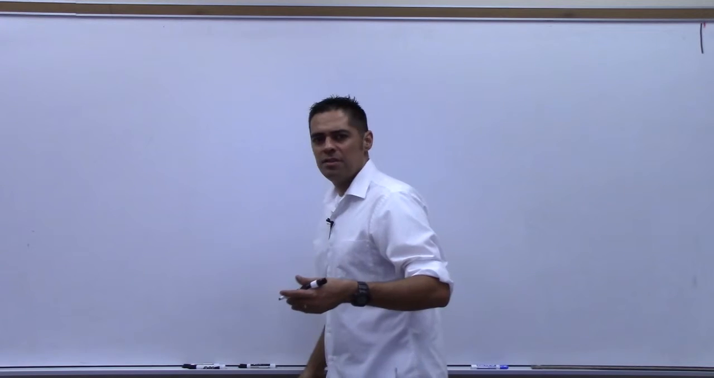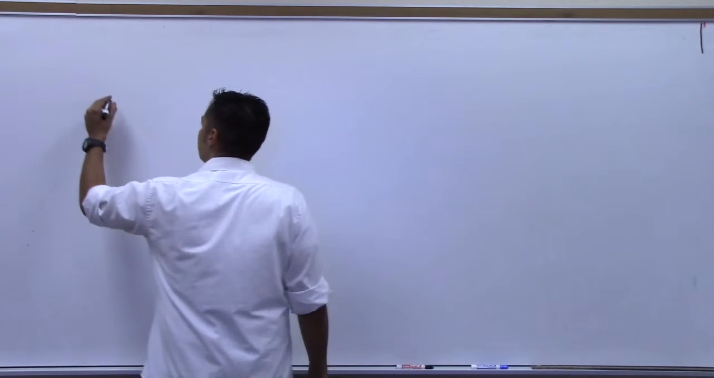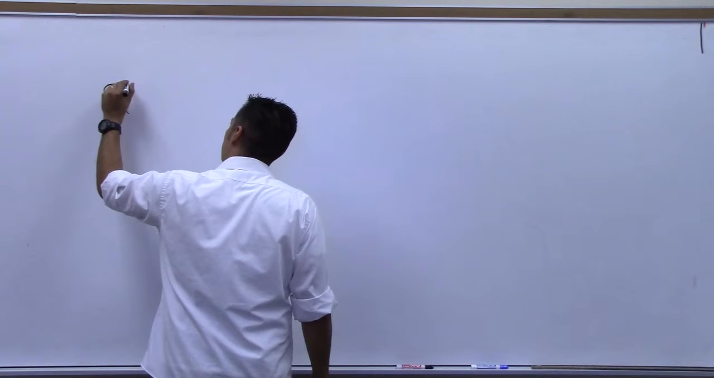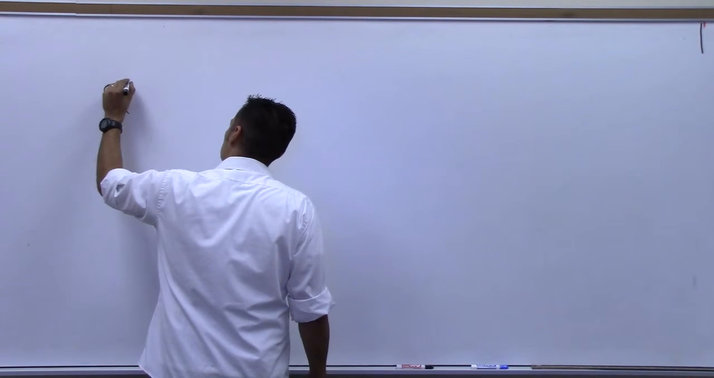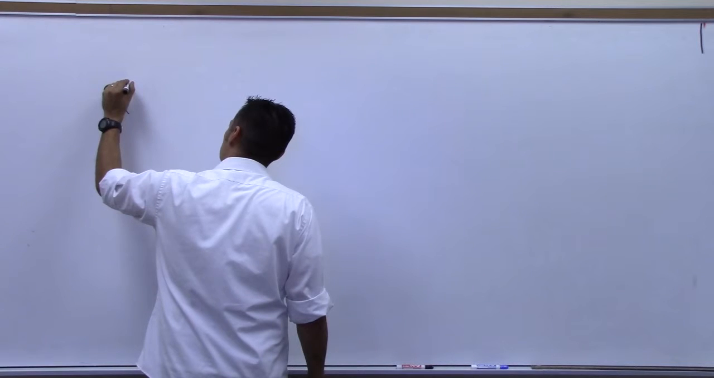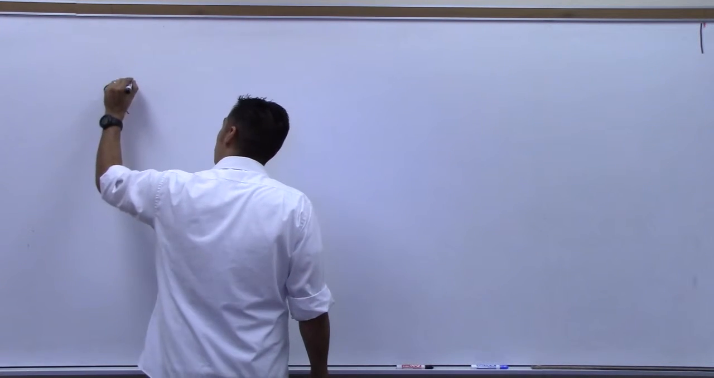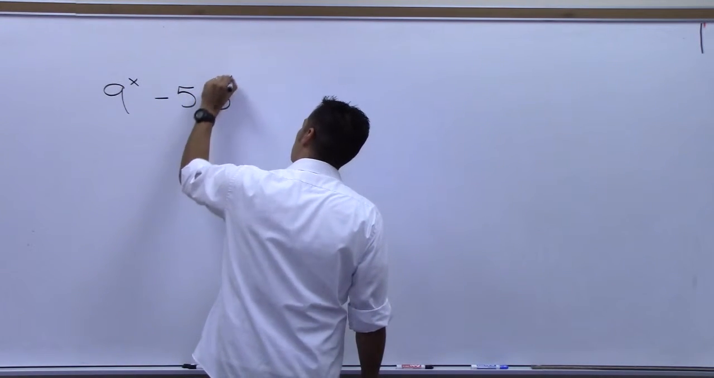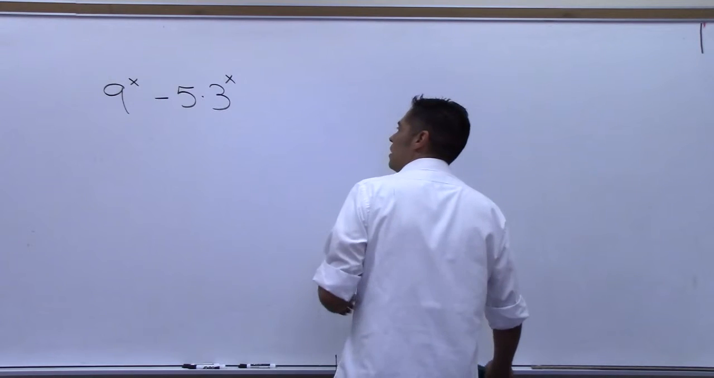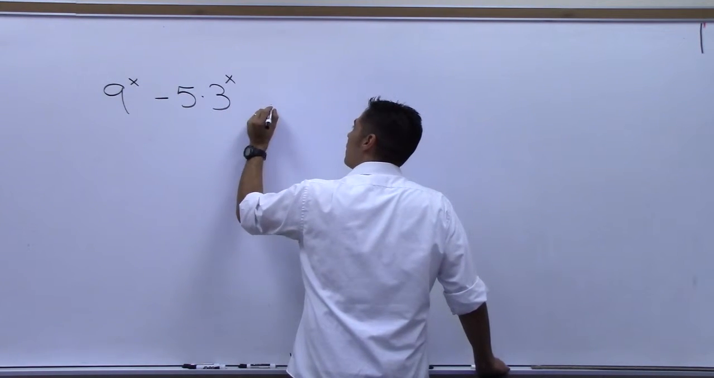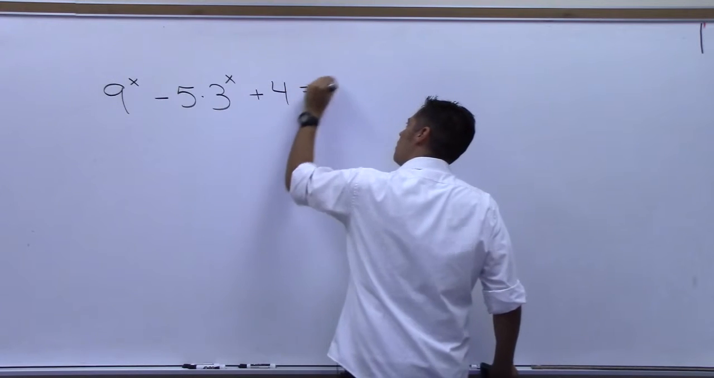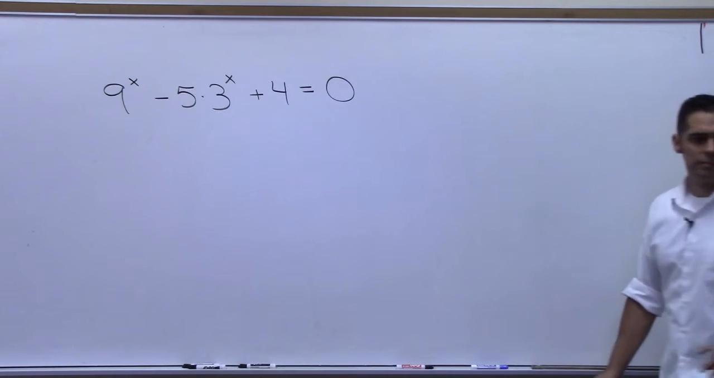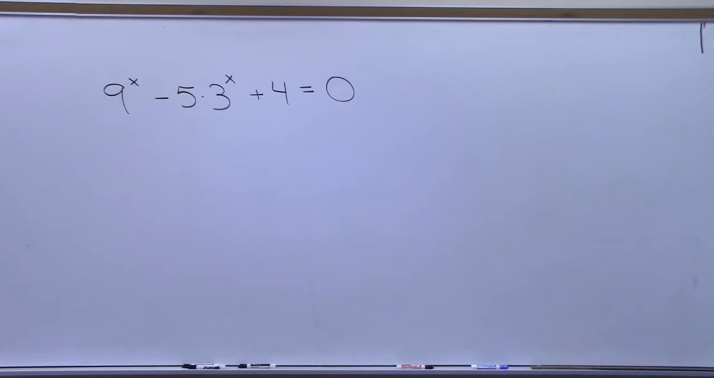The thing I put on your test is something like, I don't know, 9 to the x minus 5 times 3 to the x plus 4 equals 0. Solve for x. That's what's going to be on the test. I like these types of problems. Oh, I know what you're going to do. You do?